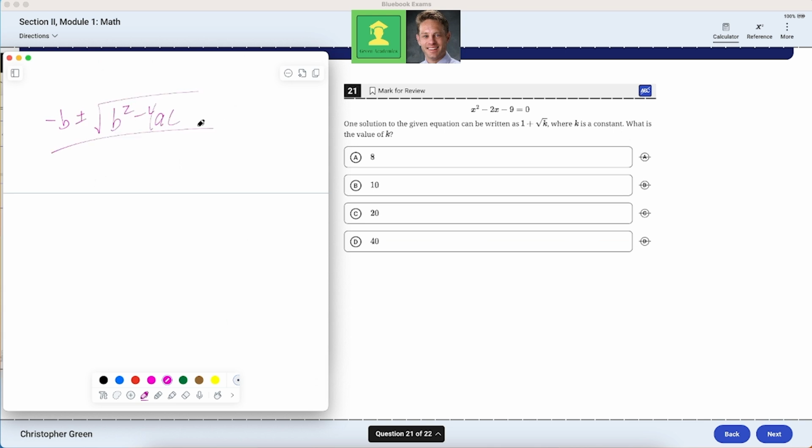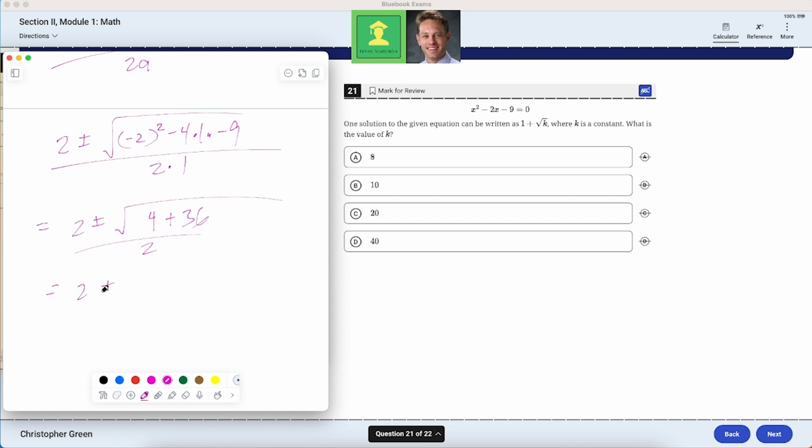You could also use Desmos to your advantage, although it's going to be a little bit confusing in this case. I would highly recommend that people actually know how to write out the quadratic formula. So this is this, and this. So 2 plus or minus the root of, this becomes 4 plus 36, over 2. So 2 plus or minus root 40 over 2.